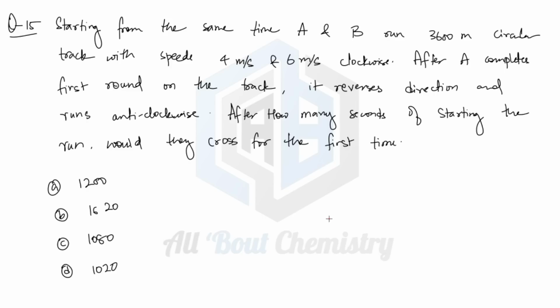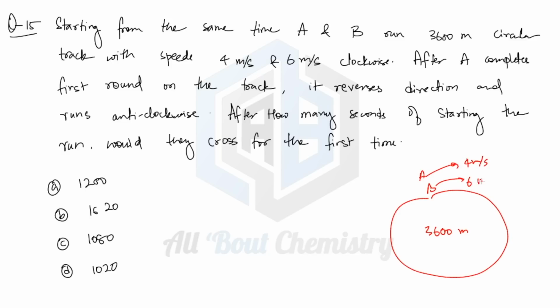Okay, fine. Let's take the last question which I have over here with me. It was about a circular track on which A and B are running, and this track was 3600 meters long. A and B both started running in the same direction. A was moving with 4 meters per second, B was moving with 6 meters per second. After A completes it, he basically goes in the opposite direction. After that, they are asking at how many seconds after starting the run they are going to cross each other for the first time. The correct answer is 1080. If you have got it, it's very good. All you have to do is use the formula of speed and time to get it. Again, I will be discussing it once the official response sheet comes.